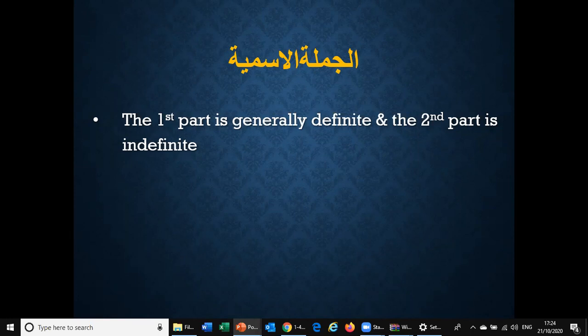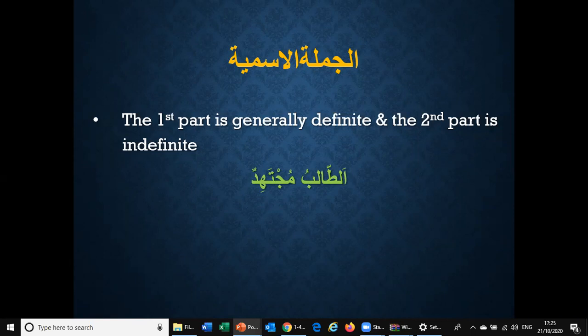And the second part, on the contrary, would generally be nakira, meaning indefinite. It shouldn't have one of those categories. There are 2 situations where you can make a khabar, a predicate, to be ma'rifa as well, but we would cover that next time. So generally, remember, first part is mubtada, second part is khabar, and mubtada is ma'rifa, khabar is nakira. That's the default position.